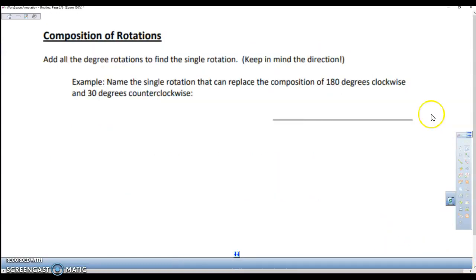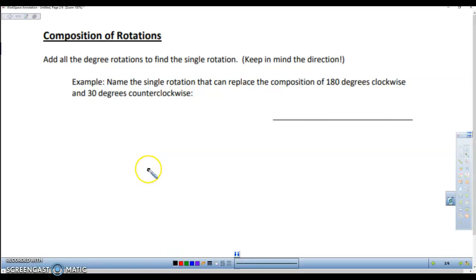All right, the next thing we'll talk about is a composition of rotations. Pretty simple and straightforward. Most important thing is to keep in mind that direction, okay? So name the single rotation that can replace a composition of 180 degrees clockwise and 30 degrees counterclockwise. Let me draw you a quick little sketch of what that looks like. This will be really easy.